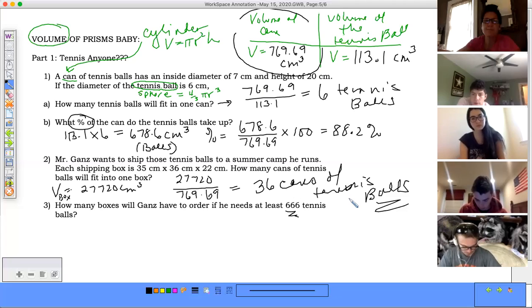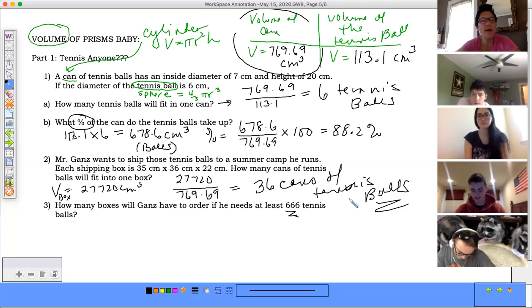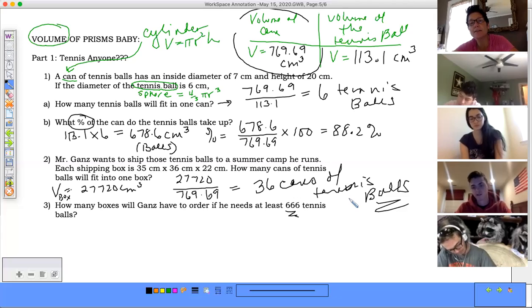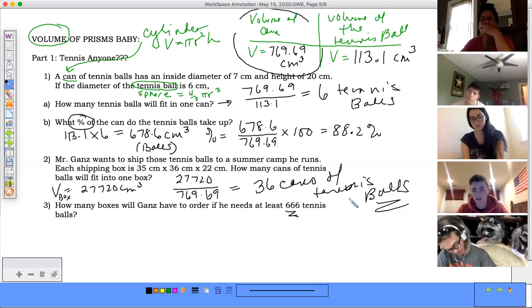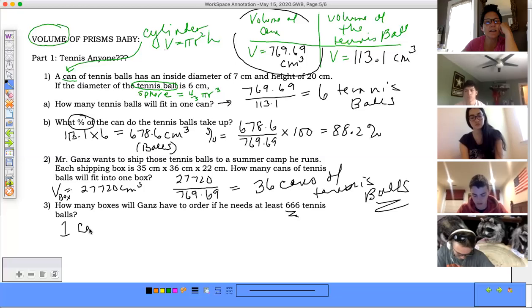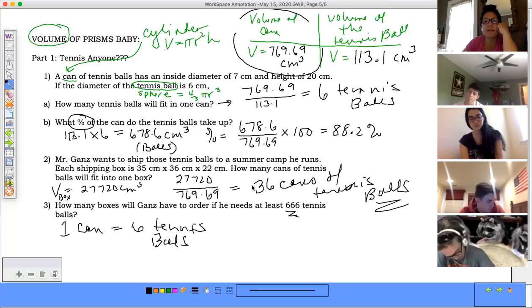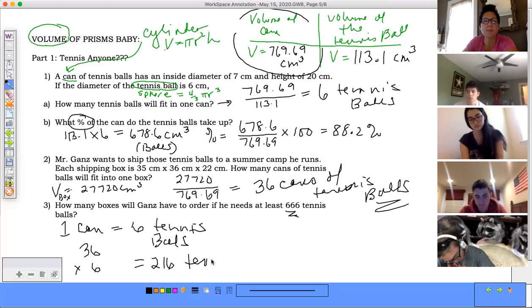Four. I heard somebody say four. Yeah, I got four too. Yeah, you have to round up, right? Because here's the thing. If there are 36 cans of tennis balls in one box, each can has how many tennis balls? Six, right? So one can equals 6 tennis balls. So if we have 36 cans in a box, we would just do 36 times 6. And that would give us 216 tennis balls per box.